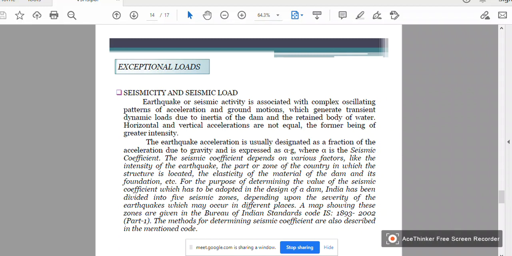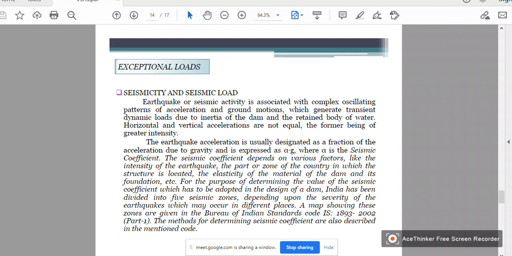Normally we take the acceleration due to gravity as g, but due to the earthquake we take the acceleration as alpha into g, where alpha is the seismicity coefficient. The seismic coefficient depends on various factors like the intensity of the earthquake at the depth of the ground. If it is formed very near the dam, it is of high intensity on the dam. If it is very far away from the dam, it gives less intensity.